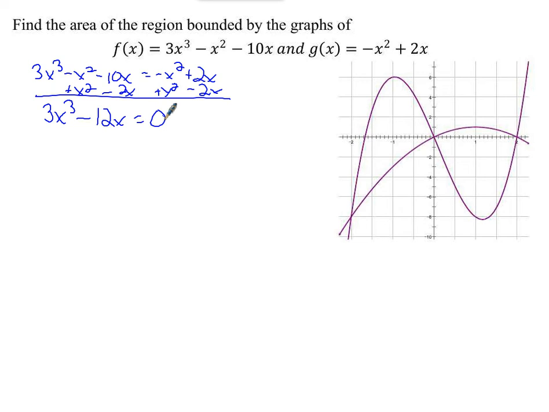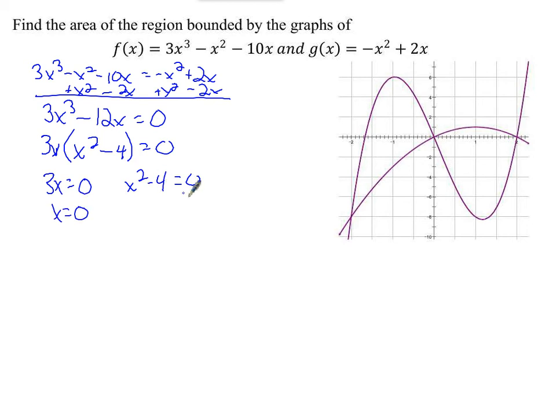Factor out the GCF, which is 3x times x squared minus 4 equals 0. That is a difference of squares there, so you could factor that. I'm not going to, though. 3x equals 0, x squared minus 4 equals 0. X equals 0. If I add 4 to both sides, I have x squared equals 4, and now I can just square root property this. X equals plus or minus 2.